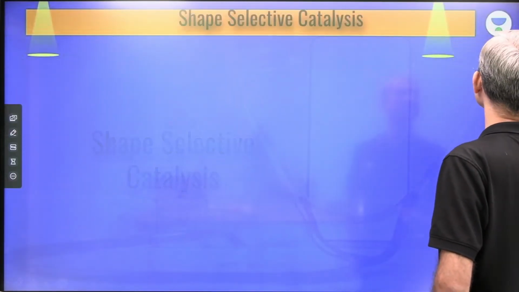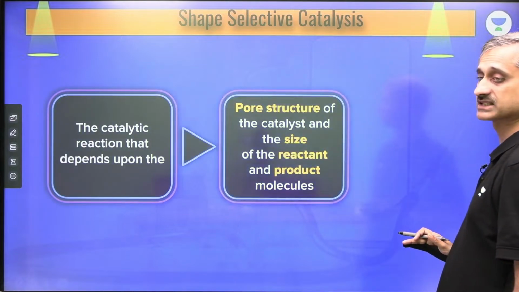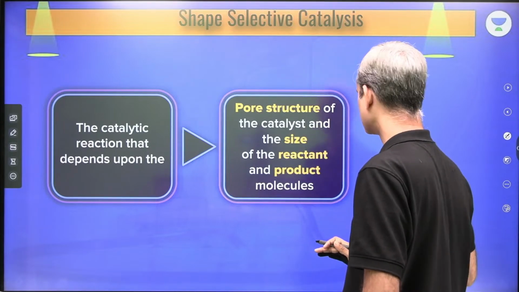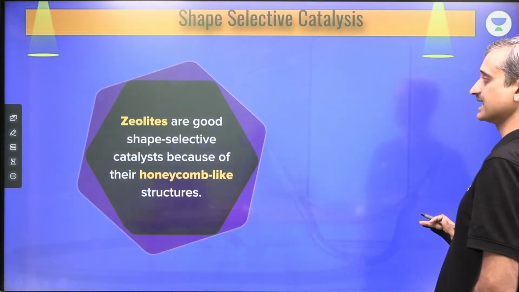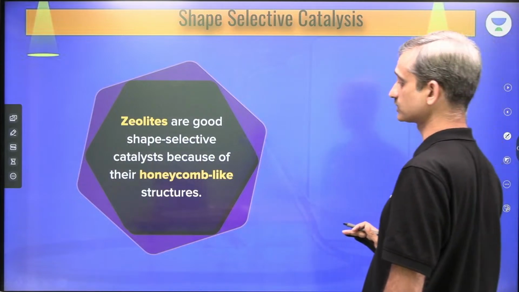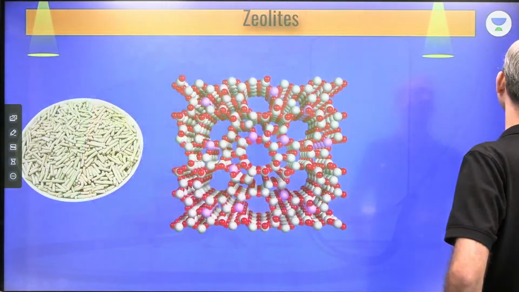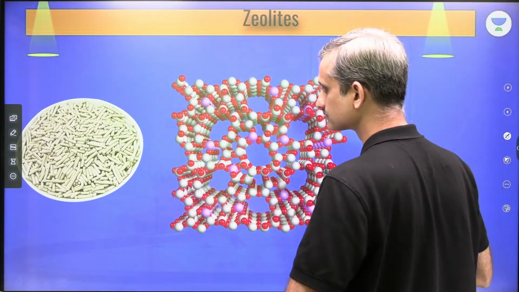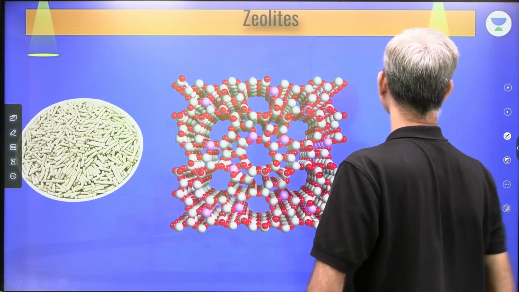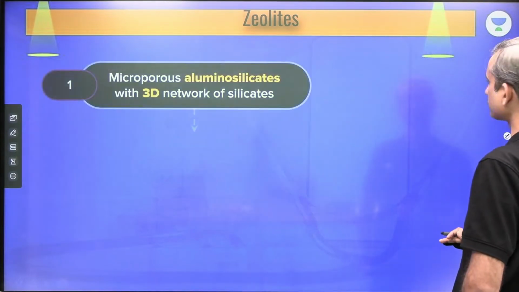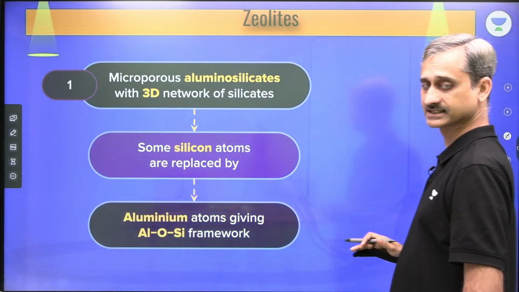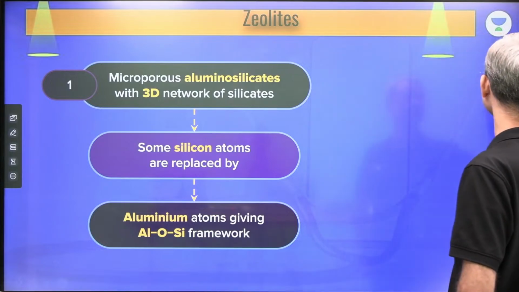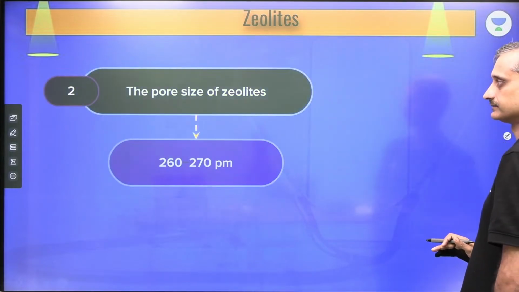Then we have something called zeolites. Zeolites are called shape selective catalysts. These are responsible for the size. Zeolites are good shape selective catalysts because of their honeycomb like structure. They have a perfect entry and exit. These are the zeolites. Only a specific shape molecule can enter them and a specific shape molecule can exit them. So those are zeolites.